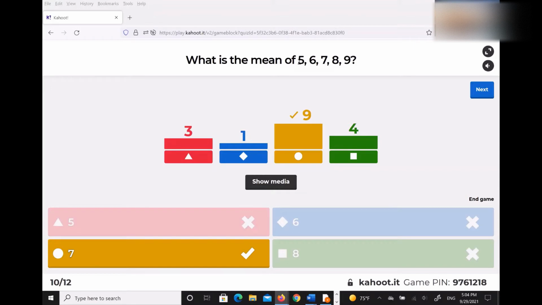So the mean means that you just add all these values together, and then you got the sum, and you divide it by how many data values there are, right? 1, 2, 3, 4, 5. So the sum of all these divided by 5, and that's how you got the mean, which is 7, right?